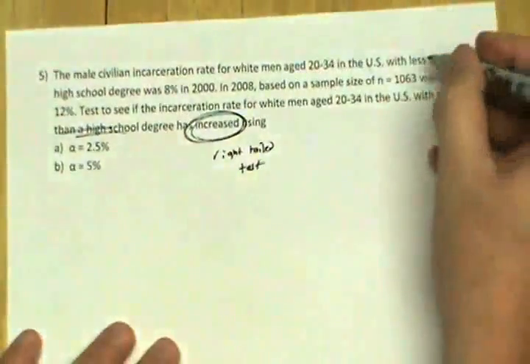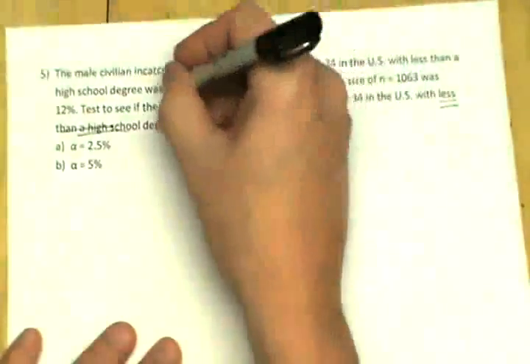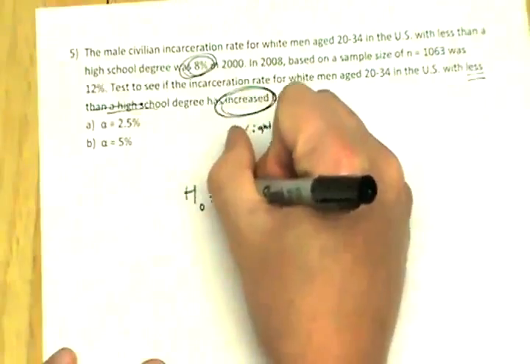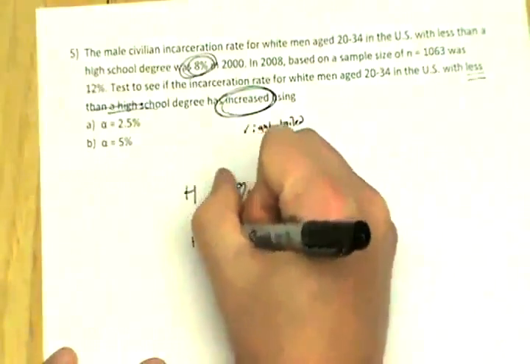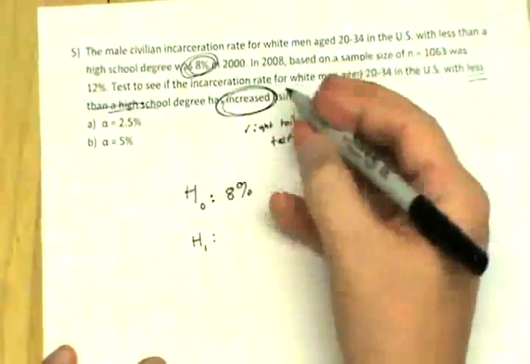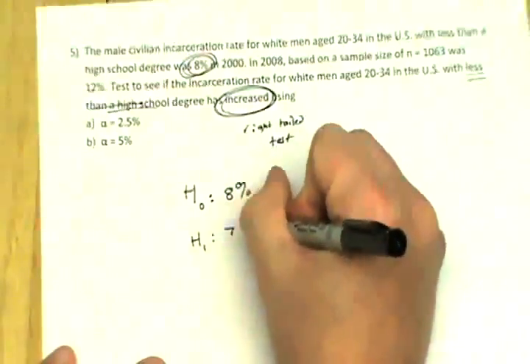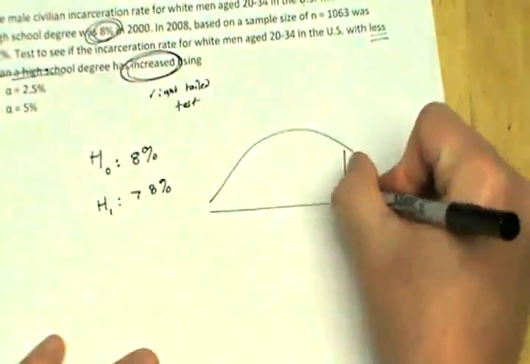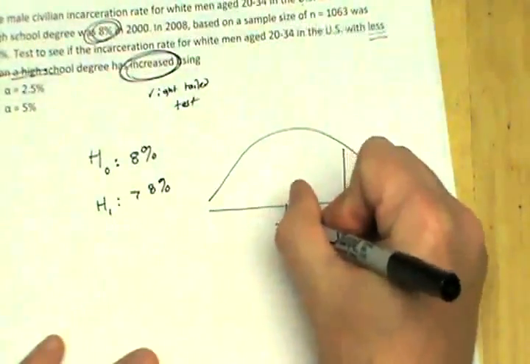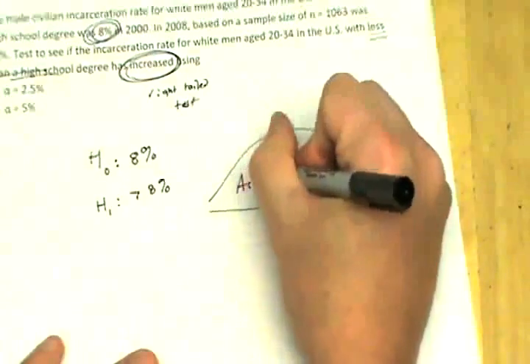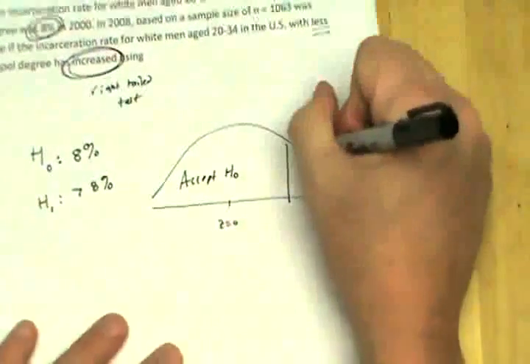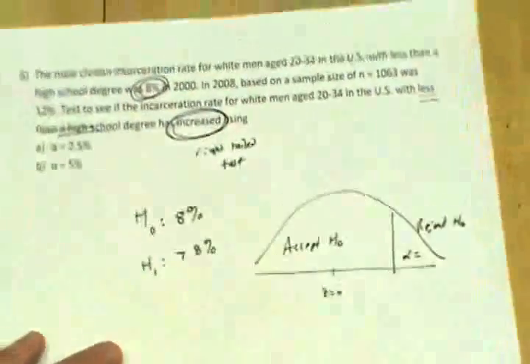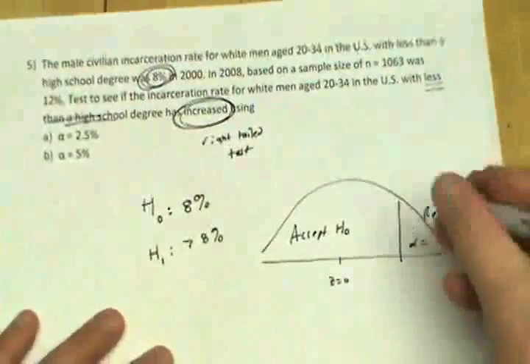And what they stated was the male civilian incarceration rate is 8%. So there's your null hypothesis. They're telling us 8%. They want to know, has it gone up? It went to 12. So is that significantly more than 8%? Right tail test. The mean is always a z-score of 0. Accept H0, and then the tail is always reject H0. We take our significance level to be 2.5%.